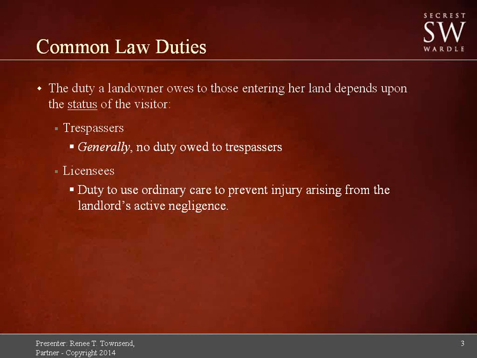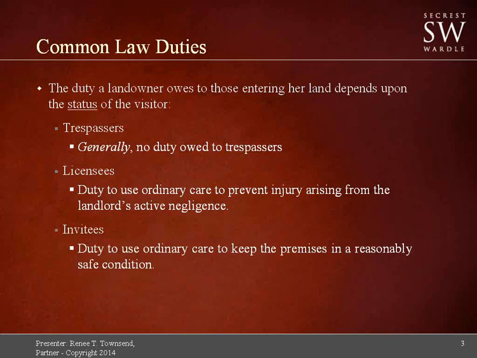The next level of legal statuses is licensees. A landowner owes a licensee a duty to use ordinary care to prevent injury arising from the landlord's active negligence. We will discuss what that means shortly. Finally, the highest level of duty owed to an individual on a landowner's property is to invitees. A landowner owes an invitee a duty to use ordinary care to keep the premises in a reasonably safe condition.